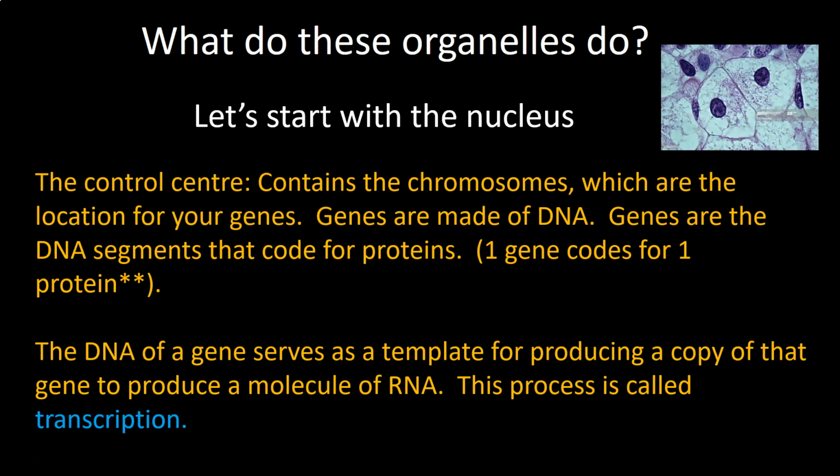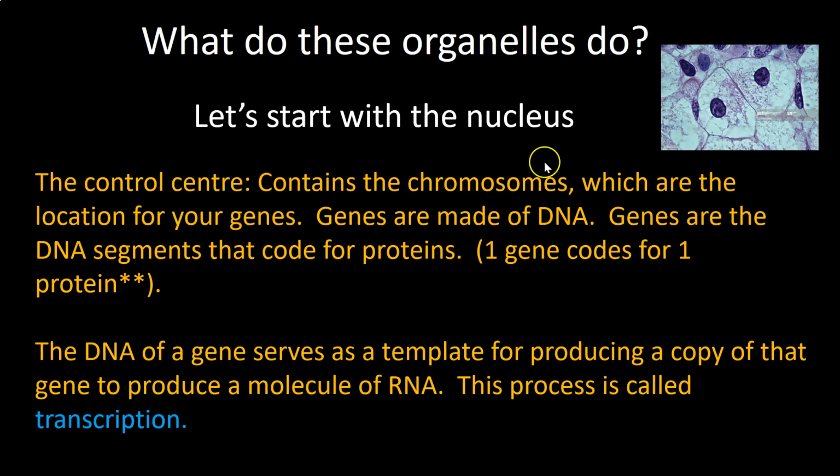So the nucleus, as we said, is the control center. This is what monitors and ensures that the right genes are being expressed, which means that the right proteins are being expressed at the right times, in the right quantities. Now, the genes are located on chromosomes.